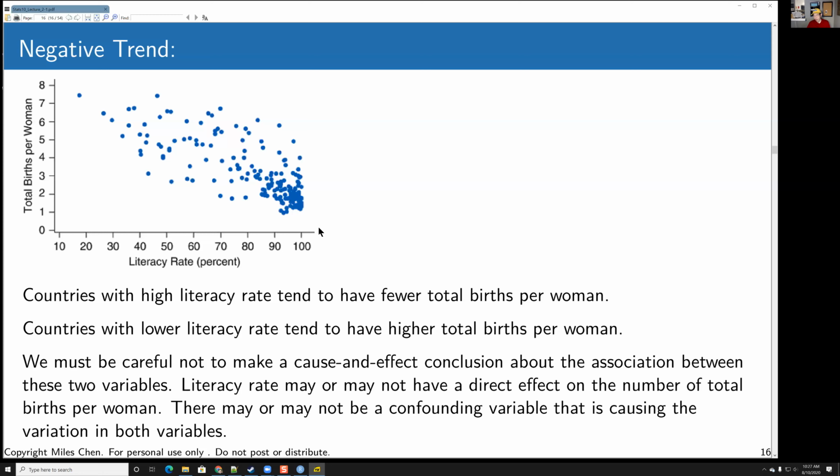Sometimes we're tempted to jump and say, okay, what we need to do is increase access to education. Absolutely, access to education is definitely something that is good, but in and of itself that may not necessarily cause these changes. It could, but we don't know. There's a lot of other things at play.